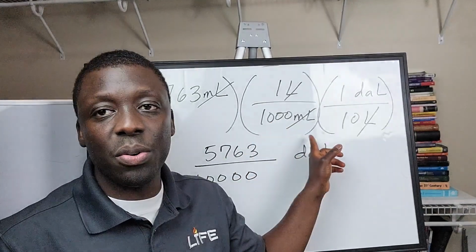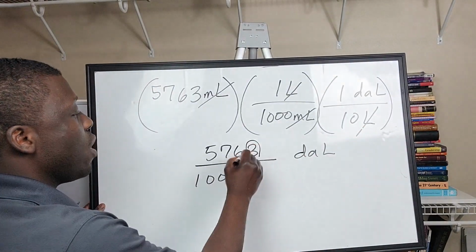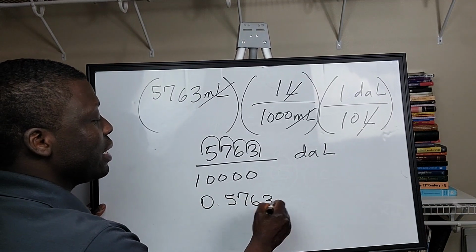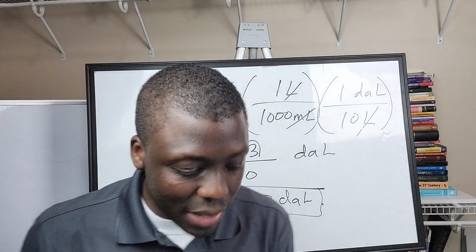So 3 zeros and a 0 there, so that's 4 zeros. 1, 2, 3, 4. 0.5763 decaliter. So that's how we get our answer for that one.